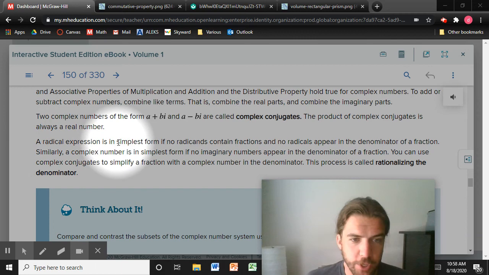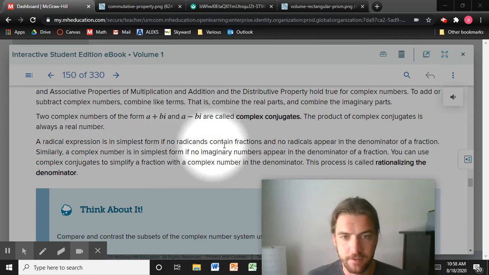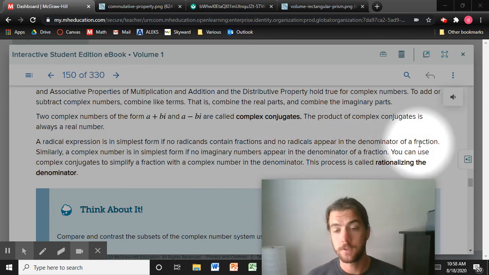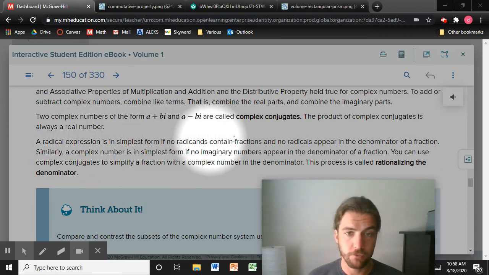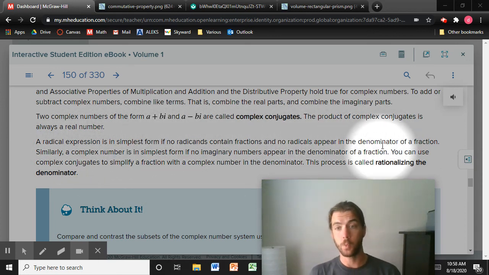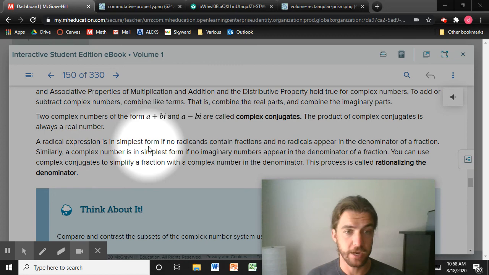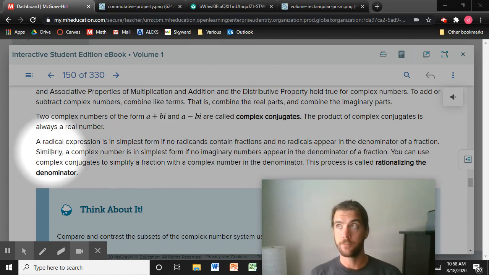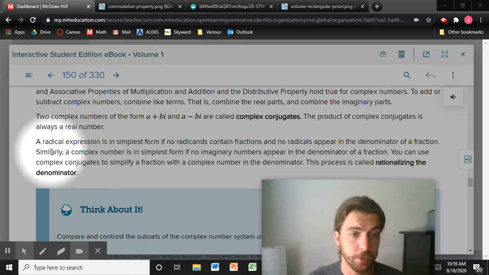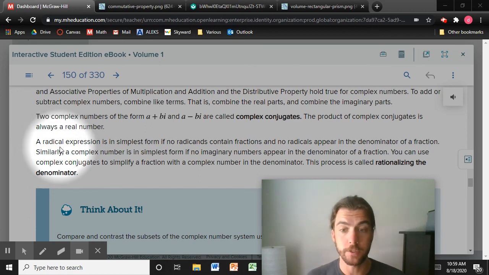Okay, moving on. A radical expression is in simplest form if no radicand contains fractions and no radicals appear in the denominator of a fraction. So this is just what we call conventions. Conventionally, this is how we like to have them written. It doesn't mean that if you wrote it in a form where you had a radical in the denominator that the math wouldn't work. It's just that there's a certain way that we try to rearrange things to call it the simplified form. Just like 50 over 100 is perfectly fine to write down, but we'd rather simplify it to 1 over 2. They're both perfectly fine to write, but one of them is the conventionally simpler one.